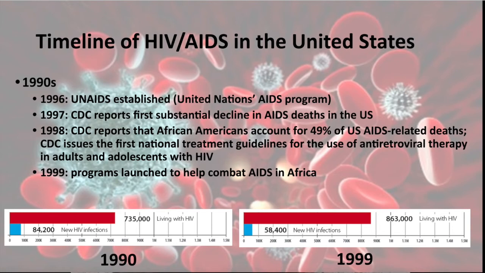Also in 1998, the CDC gives the first national treatment guidelines for using ART drugs in adults and teens that have HIV. And then in 1999, programs are being launched to help combat AIDS in Africa. Okay. Again, we can see our numbers here. Number of people living with HIV increasing from 1990 to 1999. New HIV infections are dropping, so that's showing that some of those education campaigns are working.